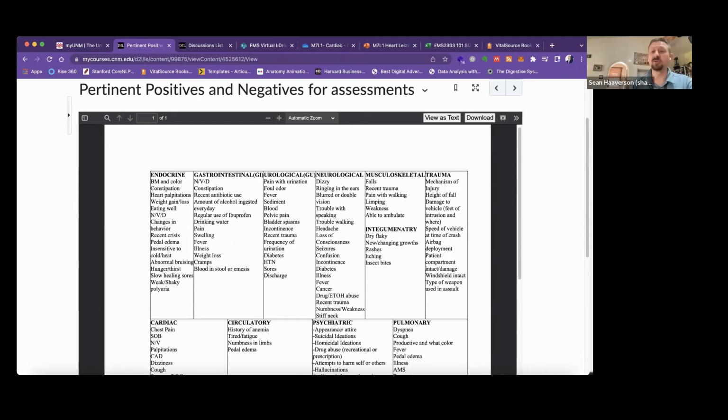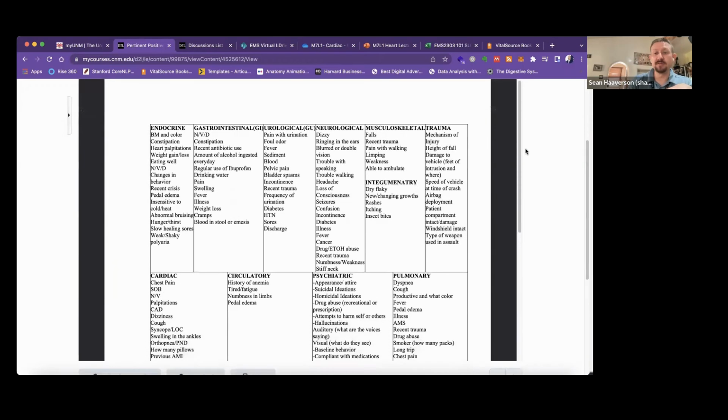But again, it's not like there's a list that says, do these things on scene, do these things in transport. And that can be frustrating for you as a student. I get it. So where you can make a list, totally do it. So first, let's talk about the document here.